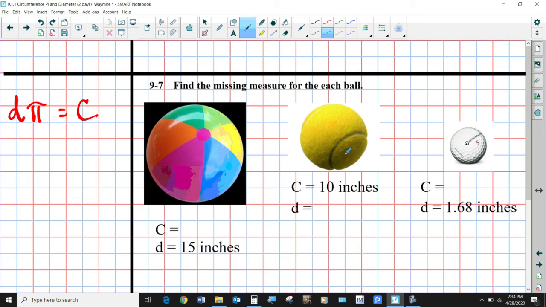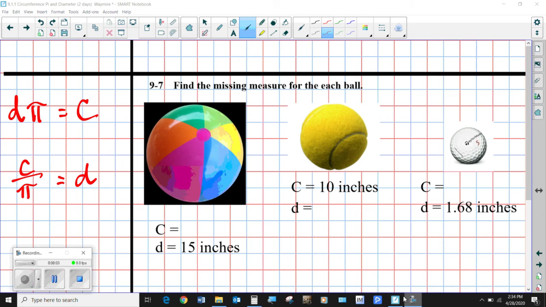For the one where you've been given the circumference, if you divide each side by pi, then the circumference divided by pi is going to give you the diameter. So go ahead, pause, see if you get the same answers that I get when you come back.